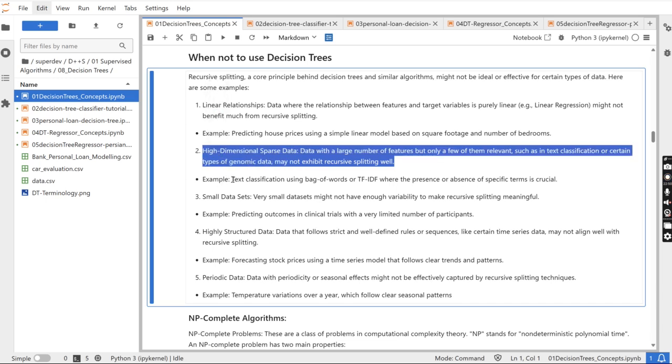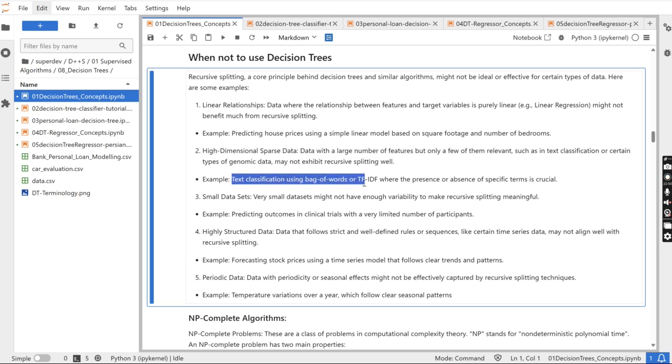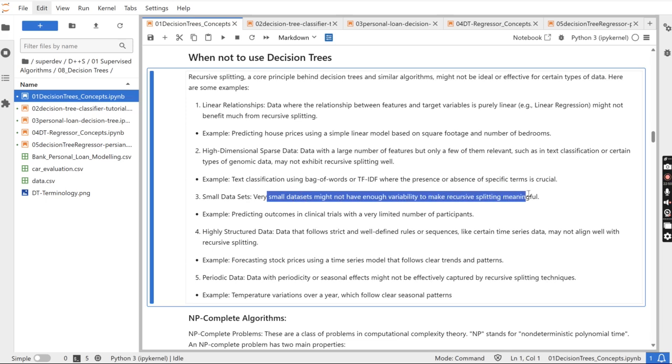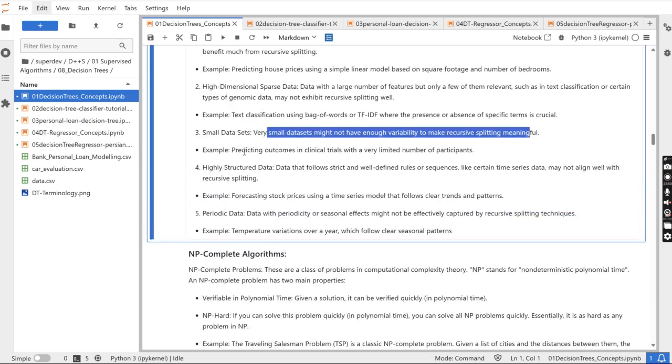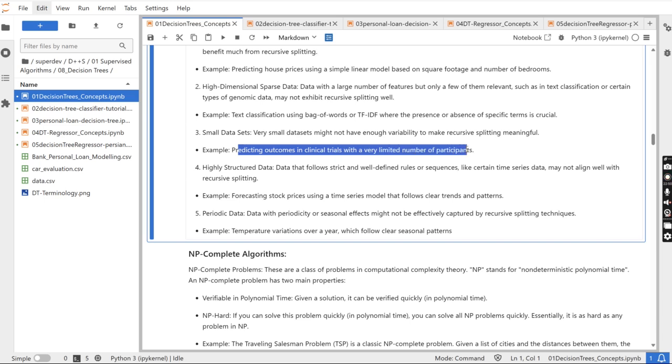For example, even text data, if you're doing text classification using bag of words and TF-IDF, term frequency inverse document frequency, we'll come to that. In such cases also a decision tree is not a good choice. And if you have a very small amount of data, recursive splitting may not happen properly. So that is also not a good data where a decision tree can be used.